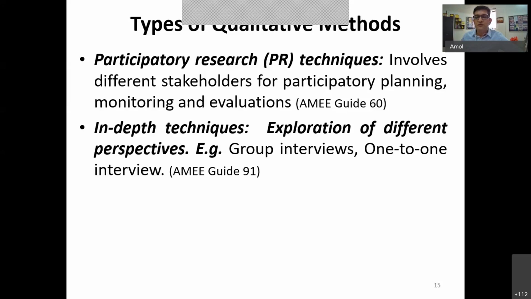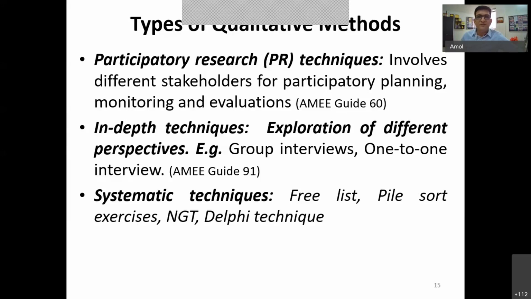Then there are in-depth techniques such as one-to-one interviews, and if you want to read about those in detail, how to use those, you can refer to AMEE guide number 91. AMEE means Association for Medical Education in Europe, and you just write that in Google and you will retrieve this guide from Medical Teacher.